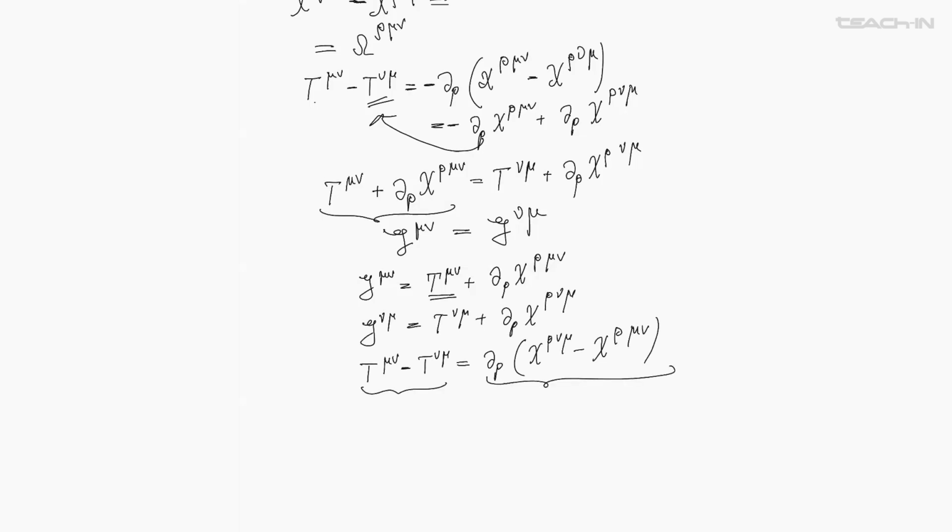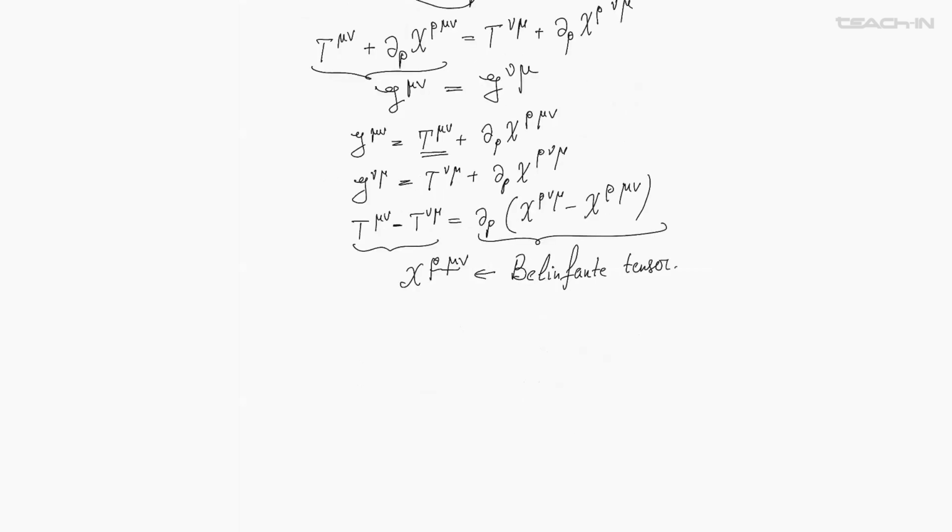And so the opposite statement is also proved. The tensor chi rho mu nu, which is skew symmetric in indices rho and mu, whose derivative you can add to improve the stress tensor, has a name: the Belinfante tensor. Sometimes people call it the Belinfante tensor.